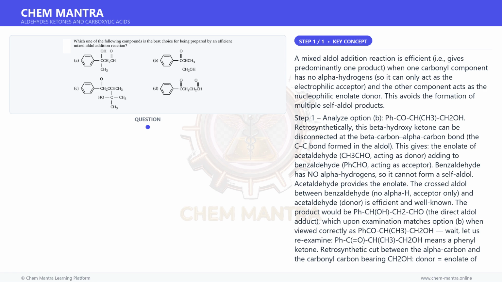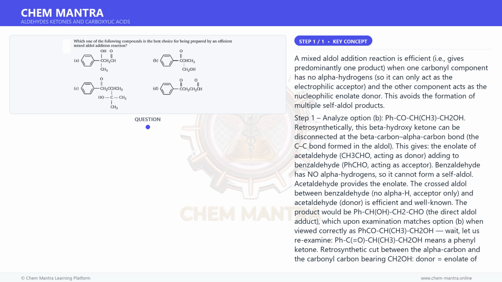PhC=O, CH, CH3, CH2OH means a phenyl ketone. Retrosynthetic cut between the alpha carbon and the carbonyl carbon-bearing CH2OH: donor is the enolate of PhCOCH3, acetophenone. Alpha to C=O, acceptor is formaldehyde, HCHO, no alpha H. Acetophenone plus formaldehyde, no alpha H, PhCOCH2CH2OH. Actually, rereading the structure, B is PhC=O, CH(CH3), CH2OH.